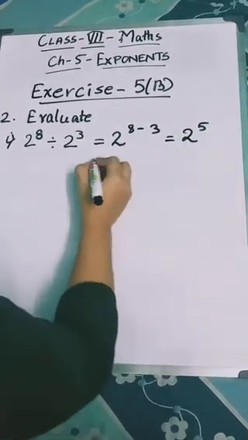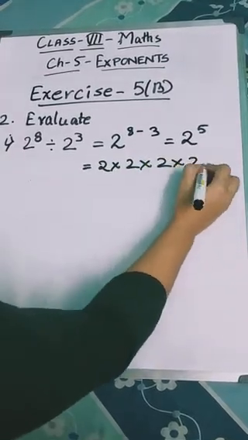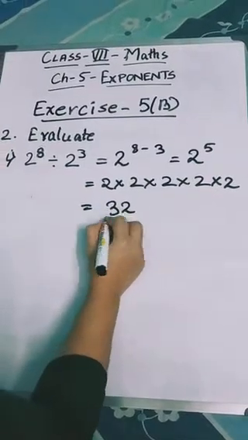Now you know 2 to the power 5 means 2 into 2 into 2 into 2 into 2, that is 5 times 2. That will be equal to 32. So this is your answer.